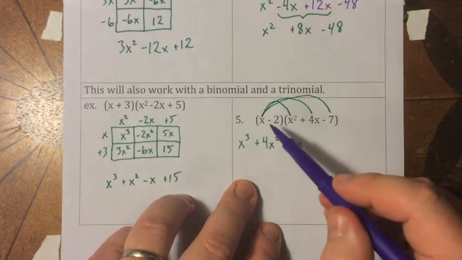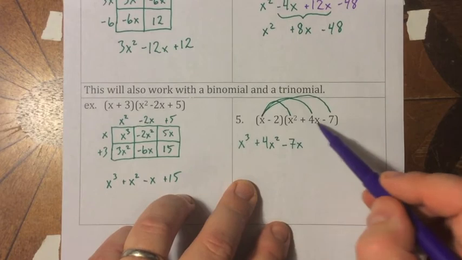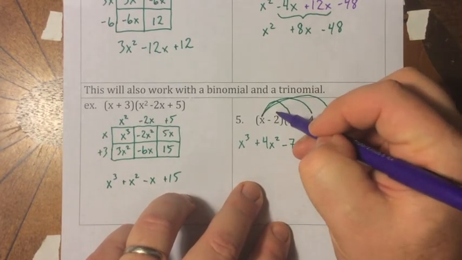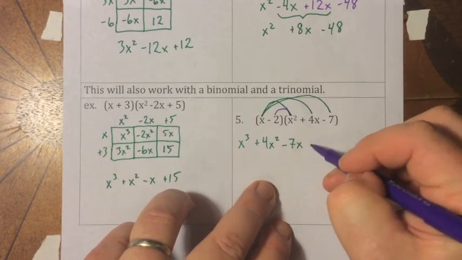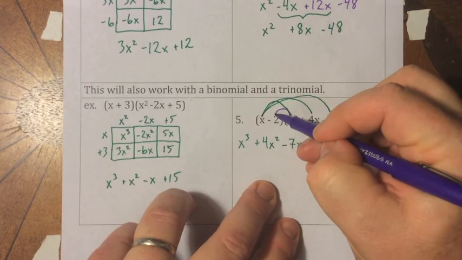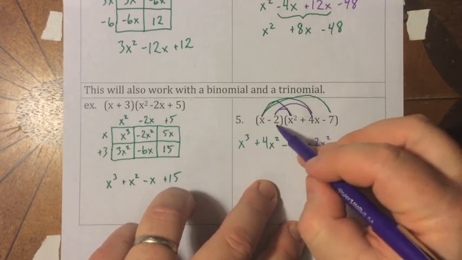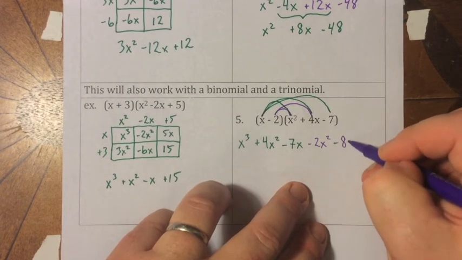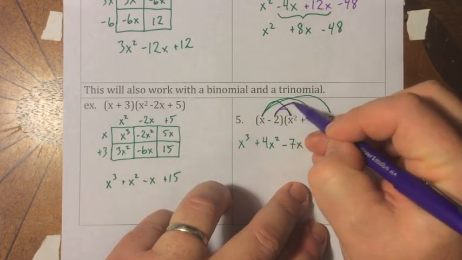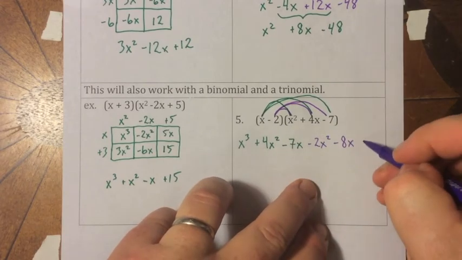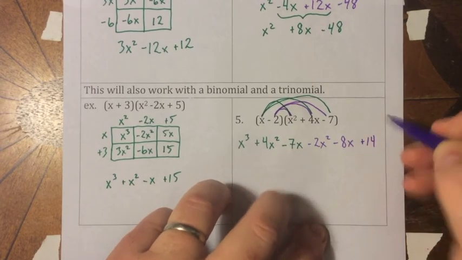I am now finished with distributing the x term because I've distributed it to all 3 terms, and now I'm going to go ahead and distribute my negative 2. When I distribute the negative 2 to the x squared term, I'm going to get negative 2x squared. Next, I'm going to distribute the negative 2 to the 4. Negative 2 times 4x is going to give me negative 8x. And lastly, a negative times a negative is going to give me a positive. I have negative 2 times negative 7, which is going to give me a positive 14.